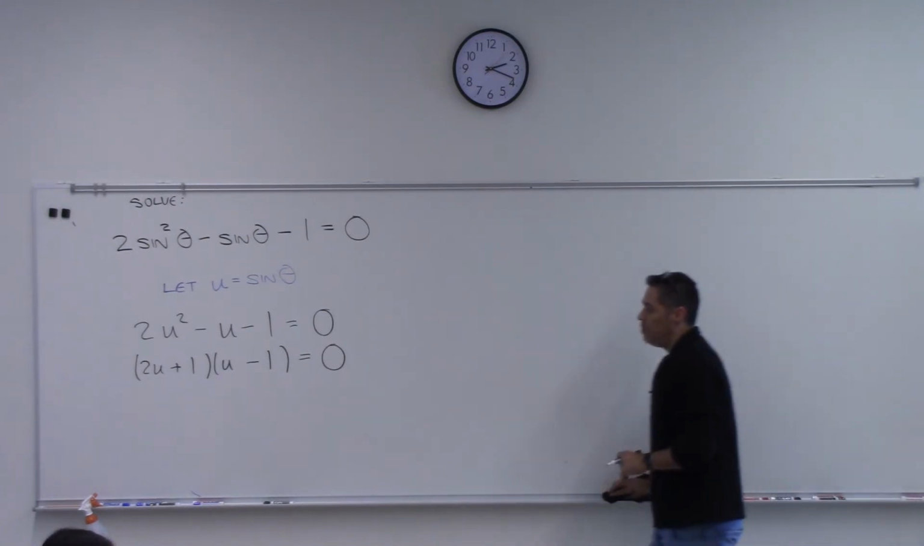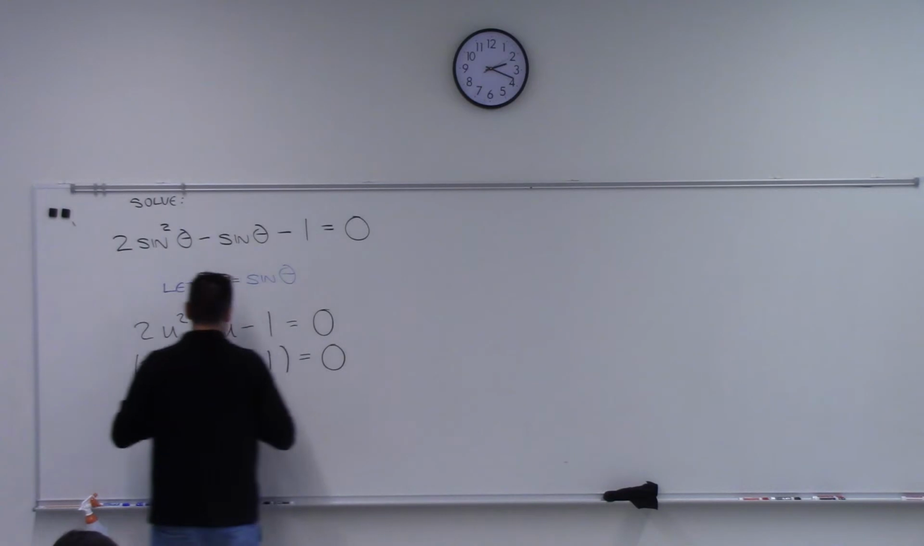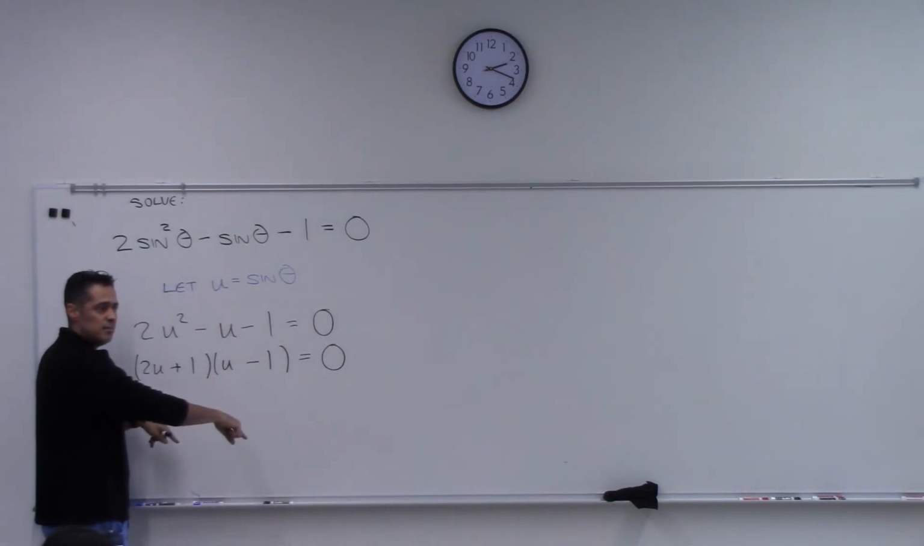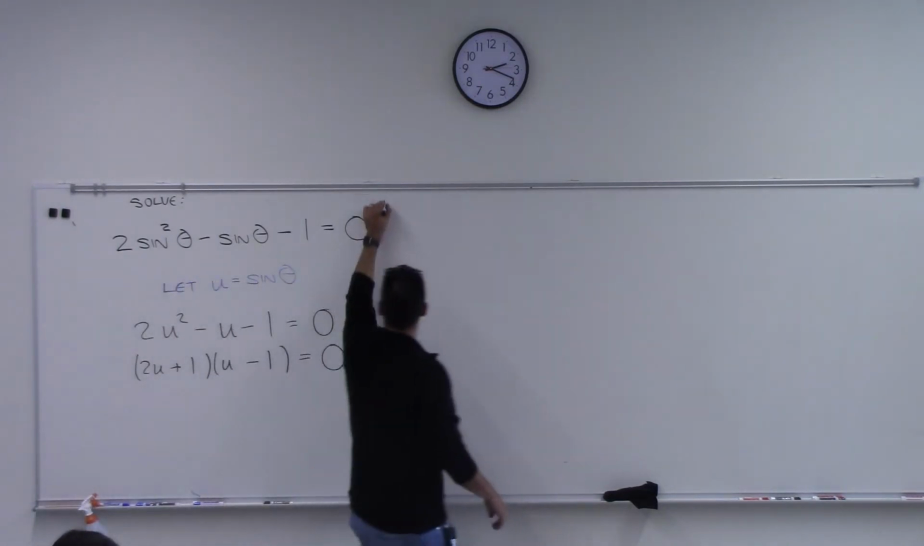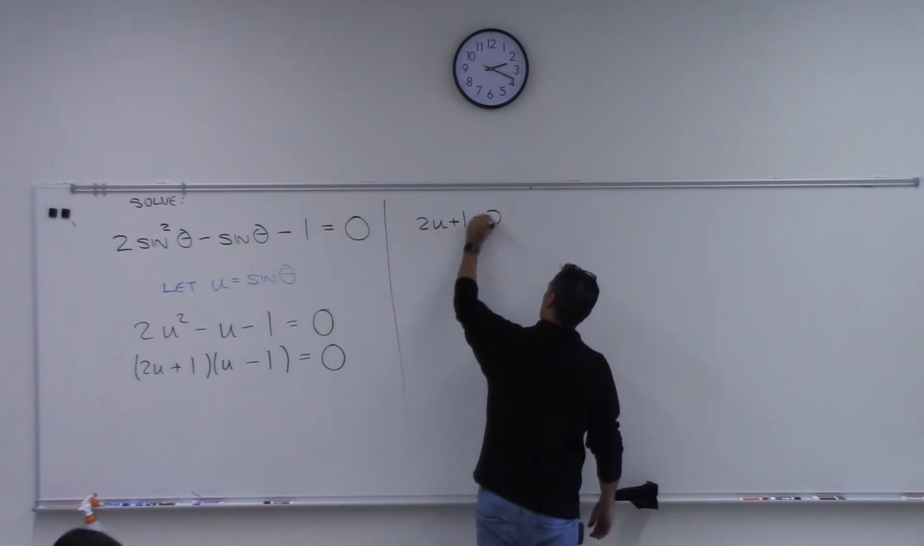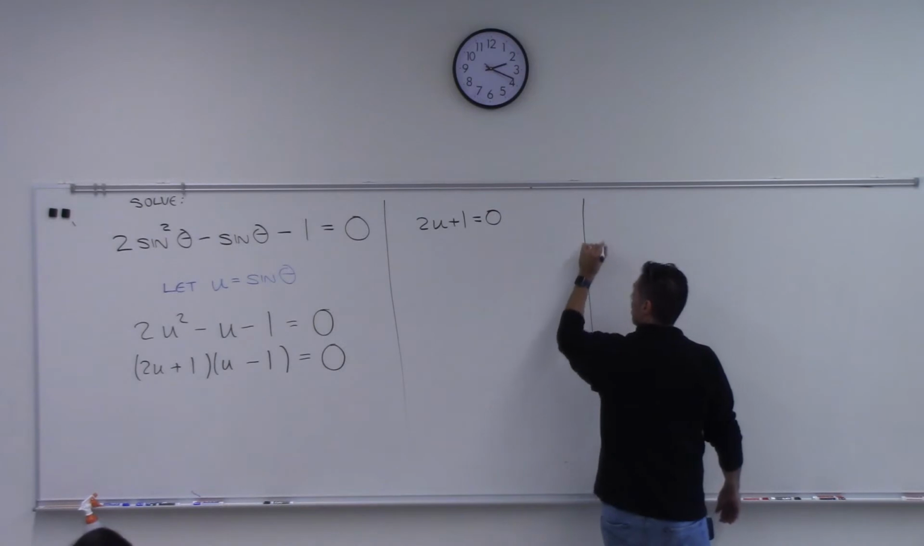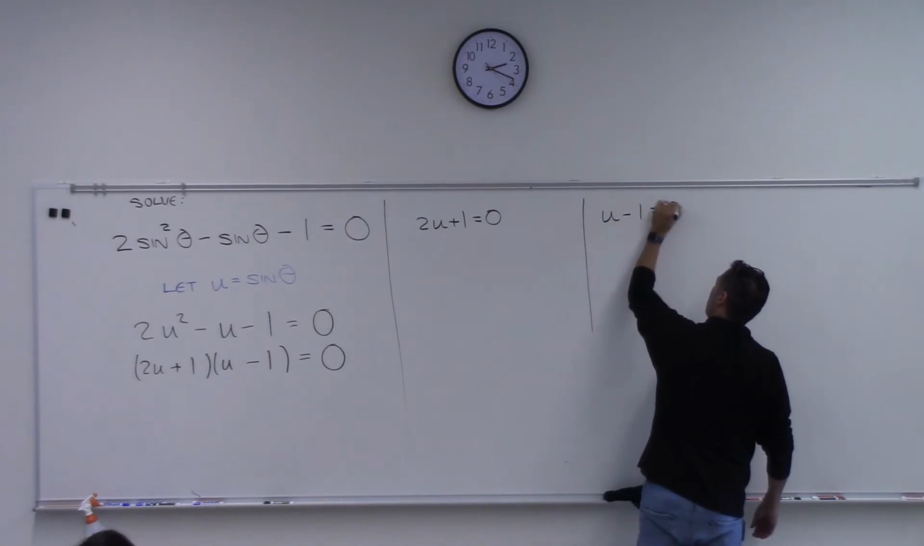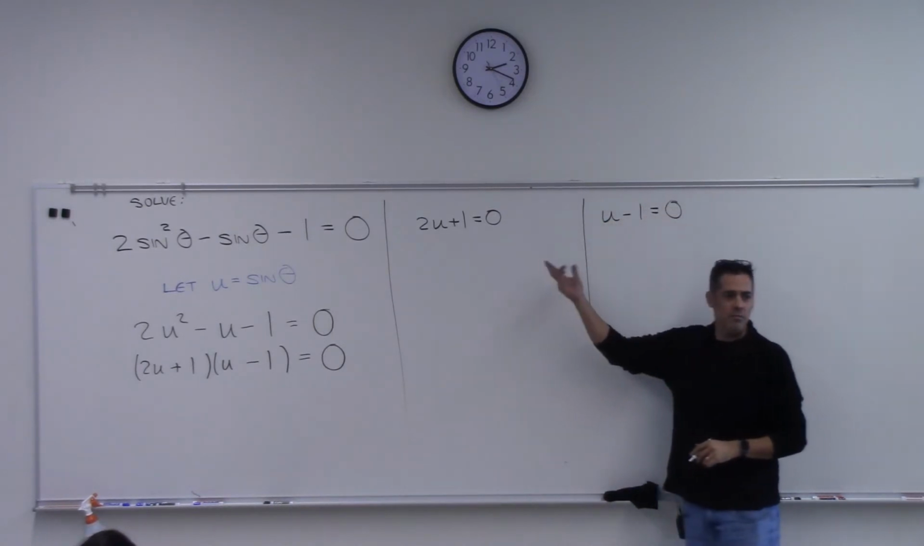All right, when you factor a quadratic, you can set each factor equal to 0, can't you? All right, so let's continue down this road. This means 2u plus 1 must be 0, and we have another equation that says that u minus 1 must be 0. Can you solve these for u?